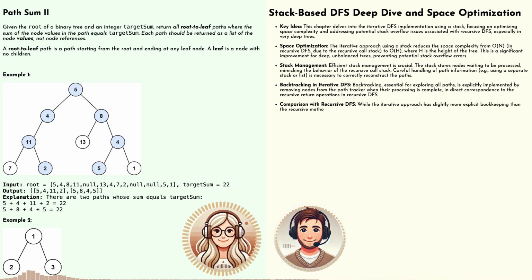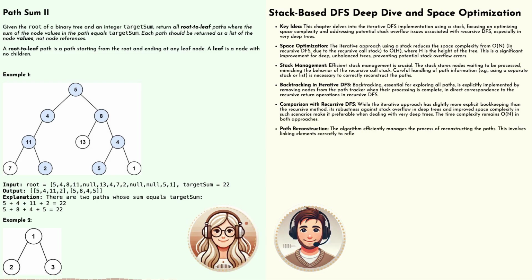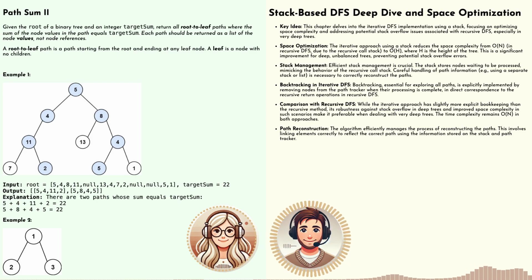Then what? Then we enter a loop that keeps running as long as our stack isn't empty. Inside that loop, we pop the top element right off the stack. Popping it off, okay. And that gives us the current node, its running sum, and the path leading to it. It's like picking up where we left off on that specific branch. Yeah, it really does mirror that recursive process, but with much more explicit steps.